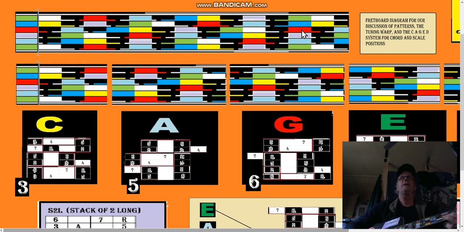So the question is, what CAGED shape is that really part of when you're talking about 6-string CAGED shapes? And it looks like it's part of an A.